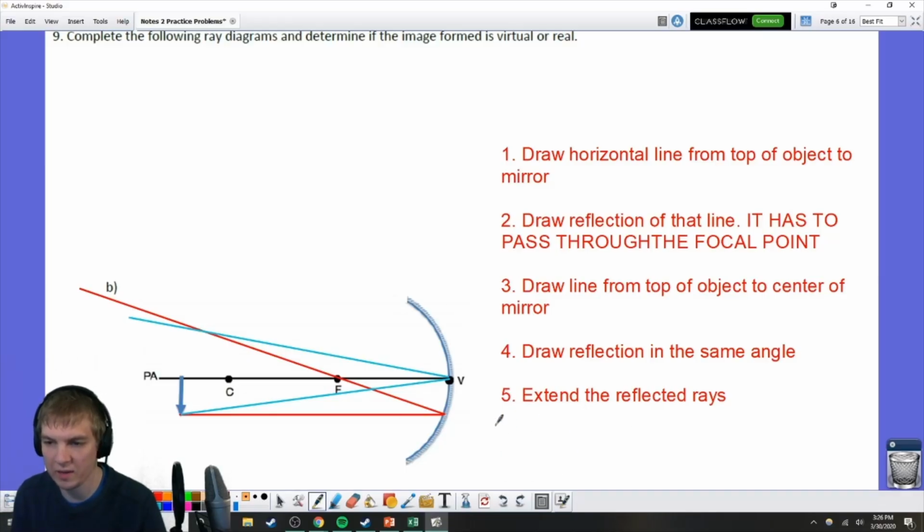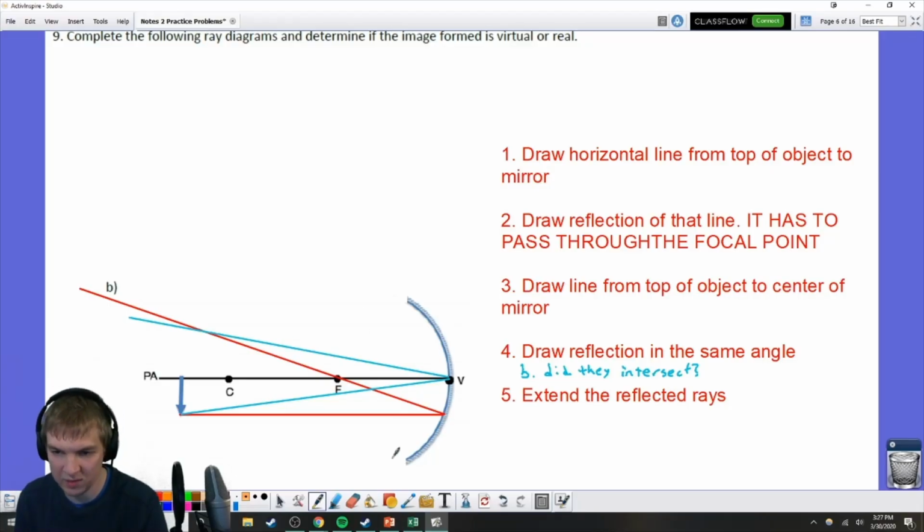I guess you can add it as step 6. Did they intersect? So actually, it'd be 4B, like here. Did they intersect? If yes, you don't have to do anything else. If no, you have to continue to step 5 where you extend them.